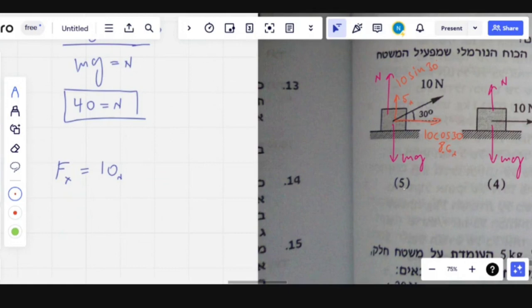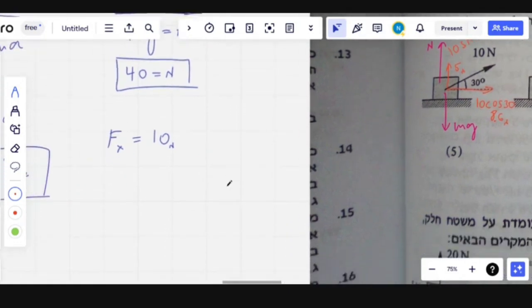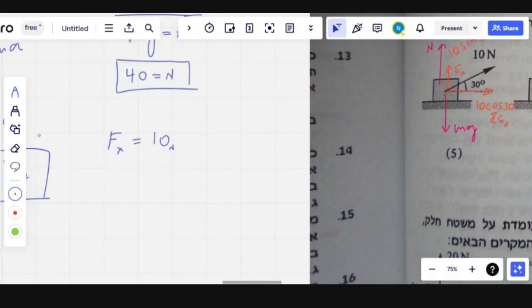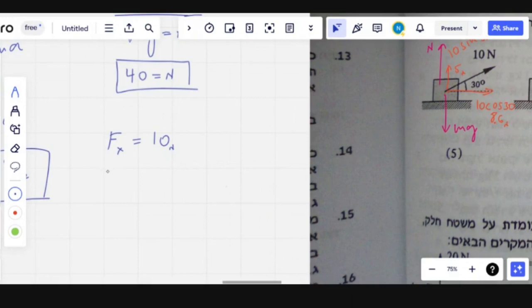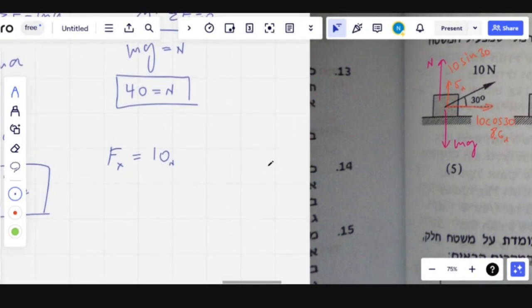Now to find the normal, we need to do Newton's law on the y-axis. How do you know it's 5 upwards? Sine 30 is half. So 10 sine 30 is going to be half of 10. So it's going to be 5. Yes, right.